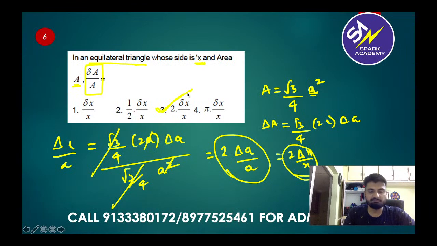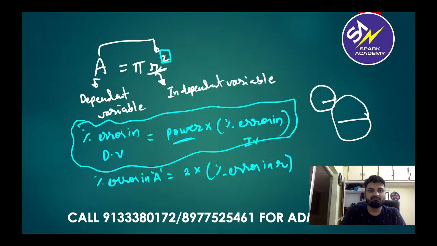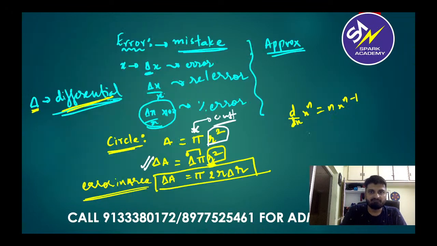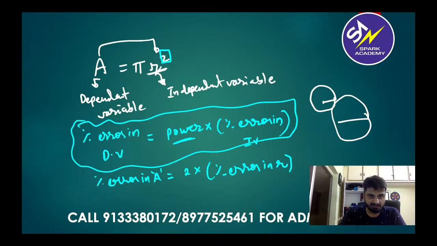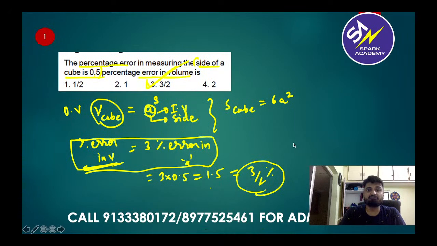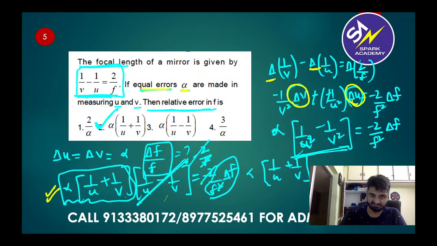So I hope this class was clear to you. Just a quick recap. We learned what is an error, what is a relative error, and what is a percentage error. And then we found the shortcut. The shortcut is: percentage error in the dependent variable is the power times the percentage error in the independent variable. We used those tricks and you've solved a lot of different model questions in errors and approximations.